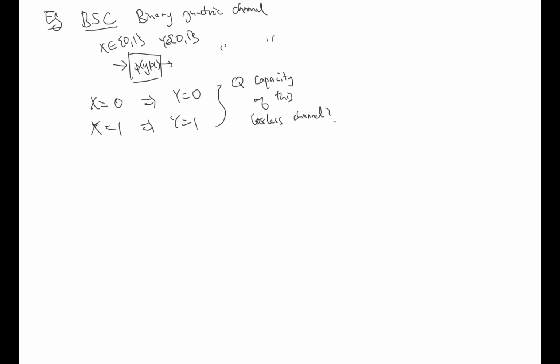Okay, remember what capacity is. You can think of capacity as the amount of information you can send through the channel, and amount is of course very vague. Amount in the sense that per each channel use, each time you use the channel, how much information you can send through this channel.